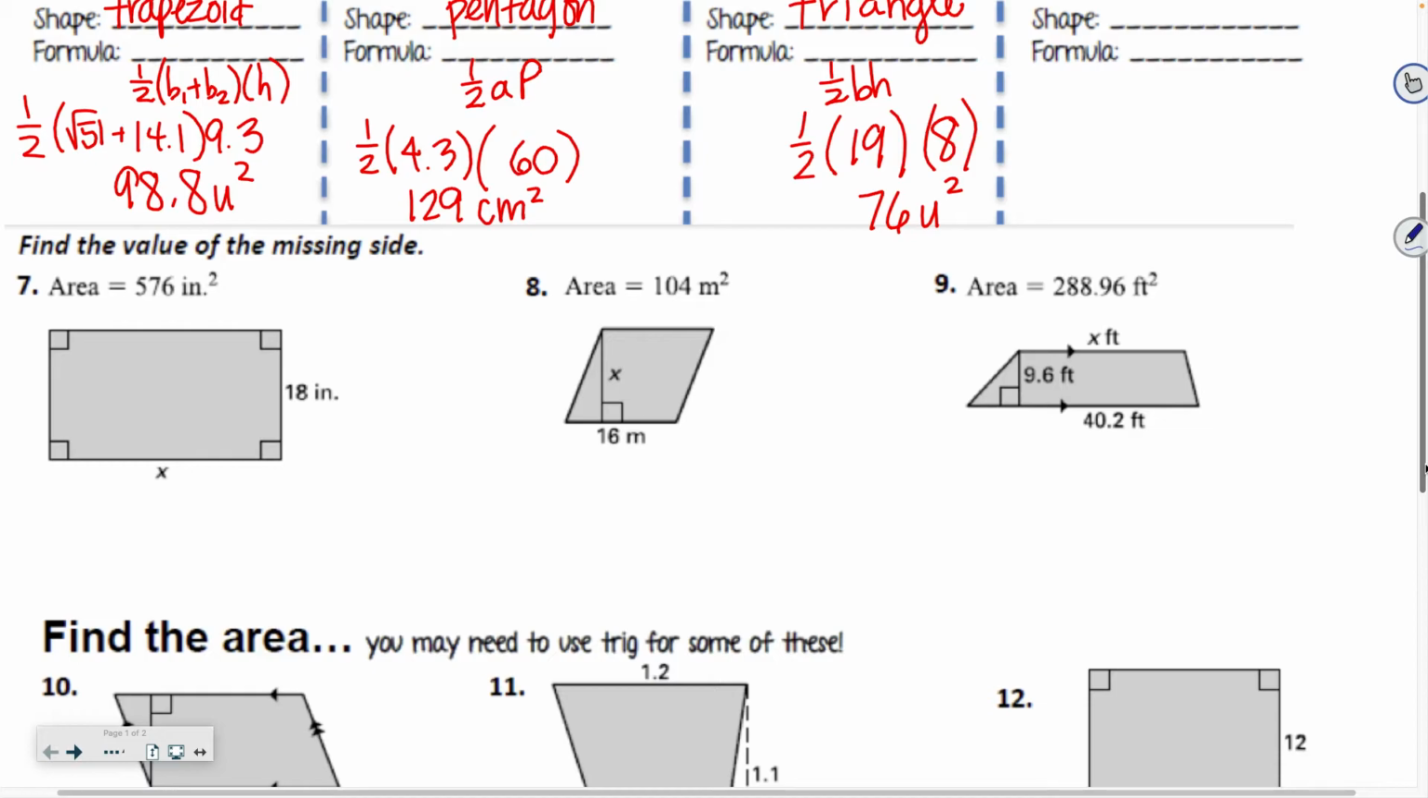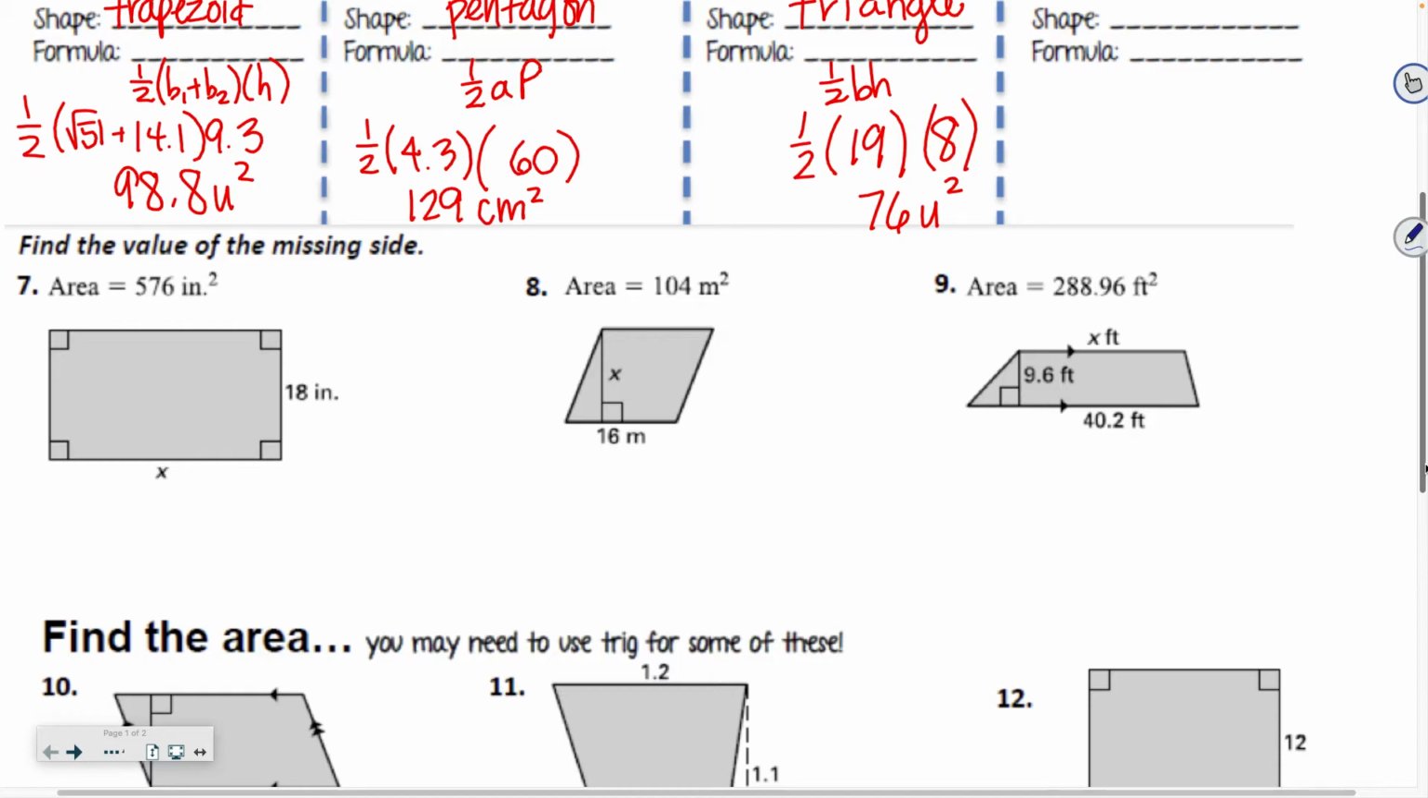Now, I feel like everybody in this room could have done 7 before I started teaching today, right? Okay, so we would take 576 and do what with it? Divided by 18. So I feel like that's easy. What shape is 8?